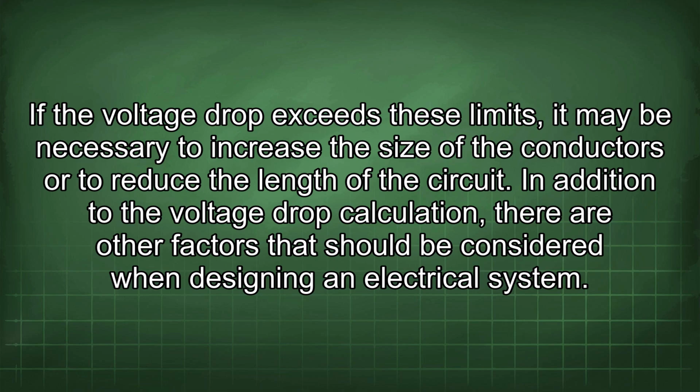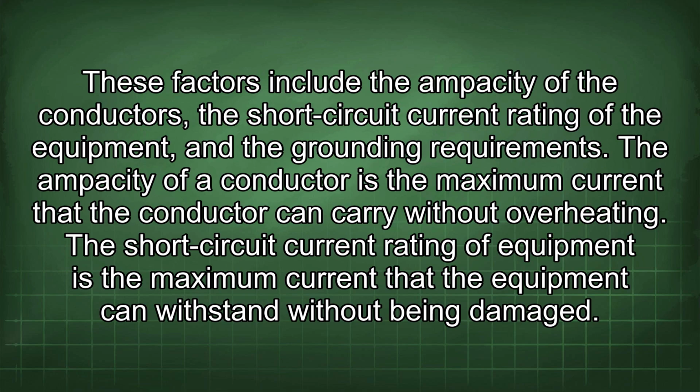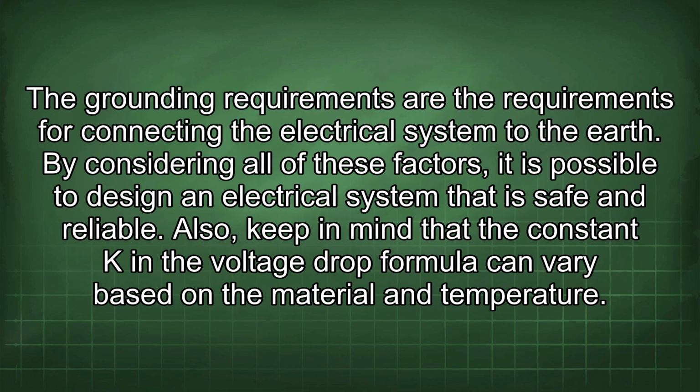In addition to the voltage drop calculation, there are other factors that should be considered when designing an electrical system. These factors include the ampacity of the conductors, the short-circuit current rating of the equipment, and the grounding requirements. The ampacity of a conductor is the maximum current that the conductor can carry without overheating. The short-circuit current rating of equipment is the maximum current that the equipment can withstand without being damaged. The grounding requirements are the requirements for connecting the electrical system to the earth. By considering all of these factors, it is possible to design an electrical system that is safe and reliable.